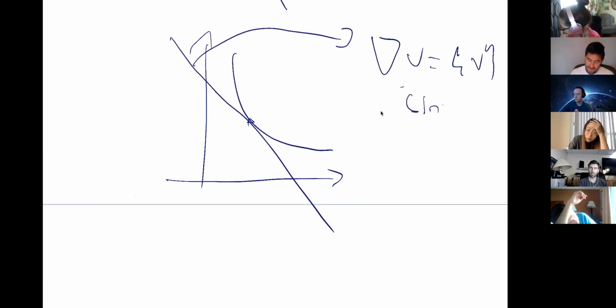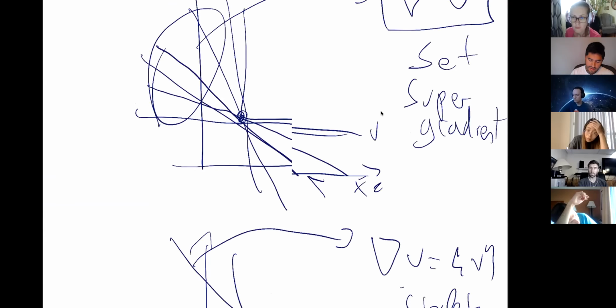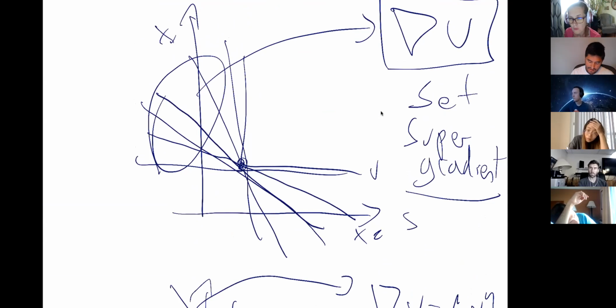So when it's a singleton, then this is called differentiable. When it's a set, it's super differentiable. Okay. So, short story.